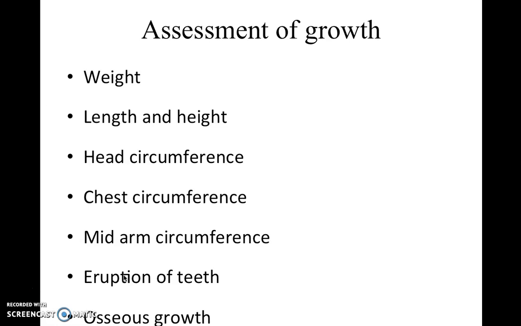Weighing the baby, length and height we can take in inches or centimeters. Head circumference and chest circumference we measure with an inch tape around the head and around the chest, in inches or centimeters. For mid-arm circumference we take the measurement of the mid-arm. Eruption of teeth is assessed by counting the number of teeth according to the age of the child. Osseous growth can also be taken to assess the growth of the individual.